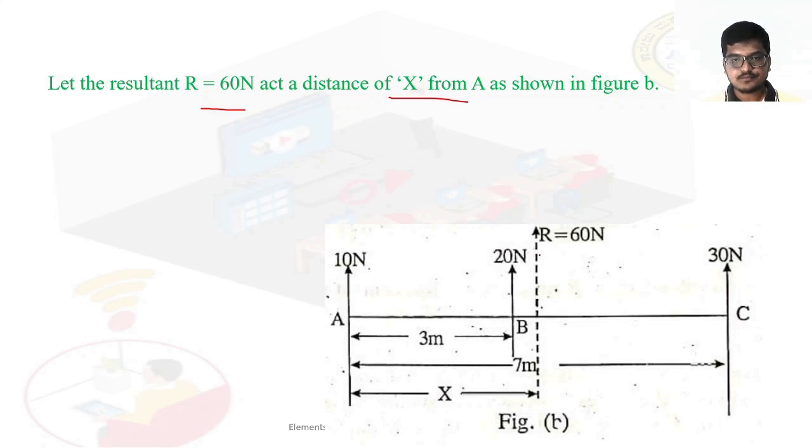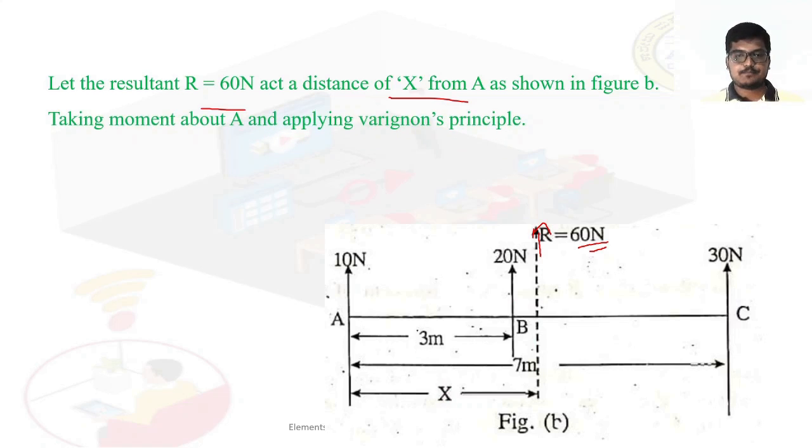See here, we will consider R here. It is 60 Newton. From A to B is 3 meter, B to C is 4 meter, right? So A to C is 7 meter. I'll consider this R in that ABC line at a distance of X, and we need to find the distance X, right? So taking moment about A, we should take moment about A and apply Varignon's principle.